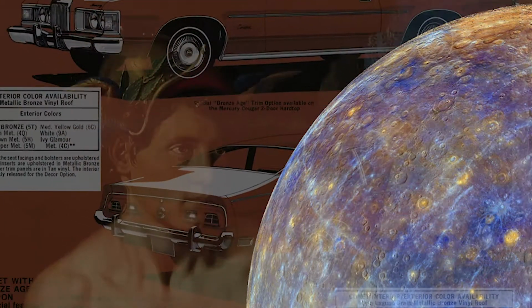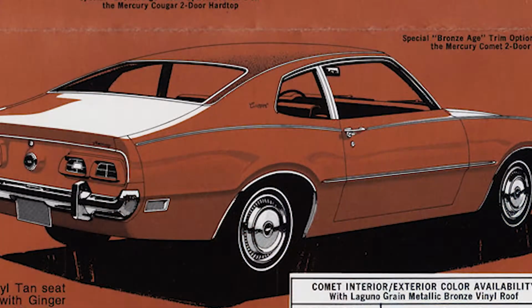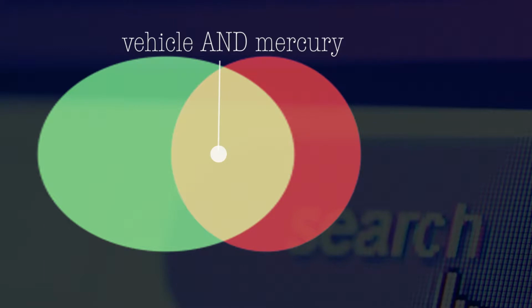So you have to tell the database that you are interested in seeing only results relevant to the Mercury make of cars. So adding another term to your search, say vehicle, will make your search results more accurate. But even Mercury and vehicle will include results that are not relevant to your search.